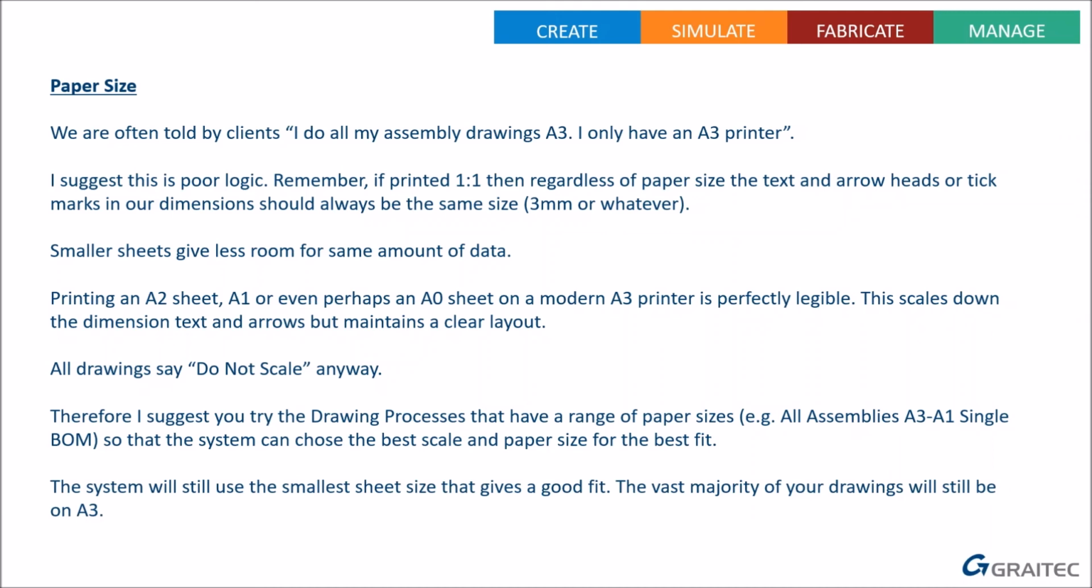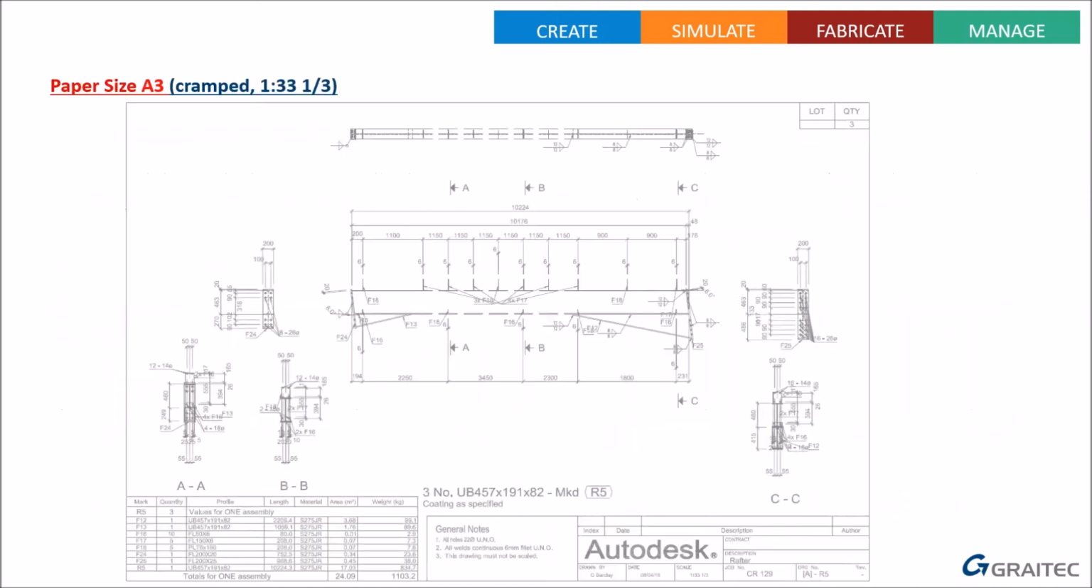The system always starts on the smallest possible sheet size. So just because you let it do it, you're not going to suddenly have all your assemblies on A1 sheets. There's still going to be 99% of them on A3 sheets, but a few complicated ones with a lot of information will go up to A2. I can't remember the last time I saw an A1.